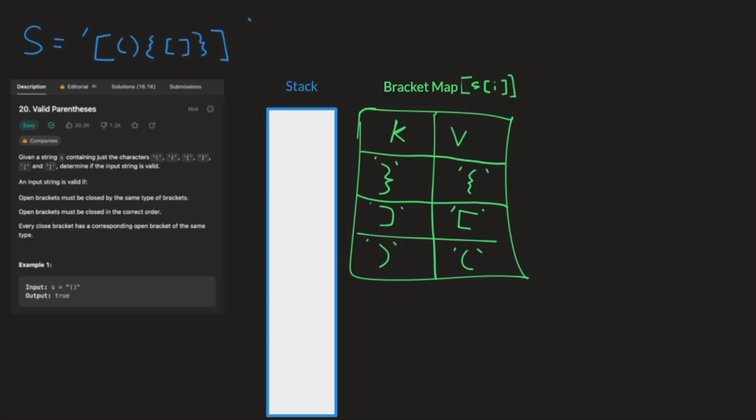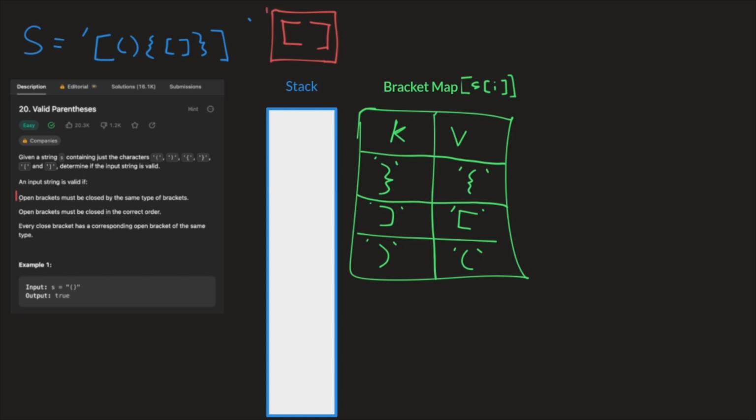Given a string S containing just the following characters, determine if the input string is valid. An input string is valid if, and we've got rules here, open brackets must be closed by the same type of bracket. So our first rule is open brackets must be closed by the same type of bracket. And that means that we have, let's say, a square bracket, it must be closed by the same type of bracket. So that is rule number one.